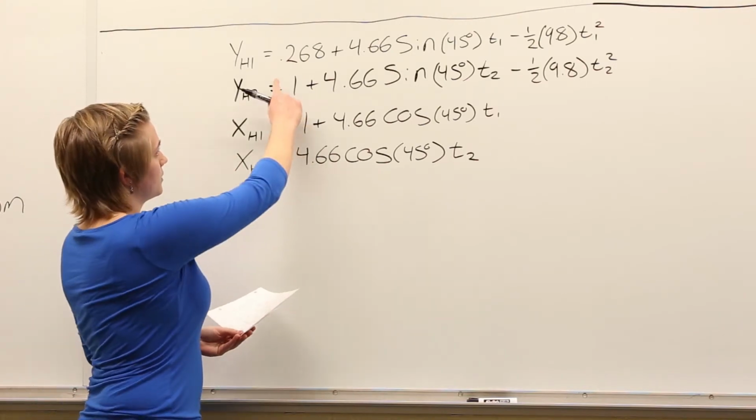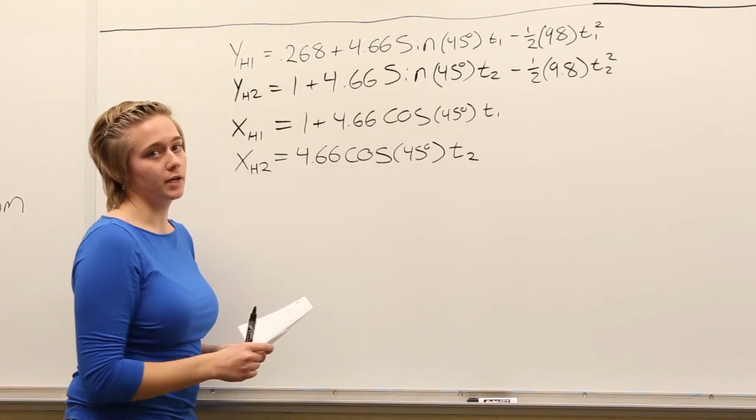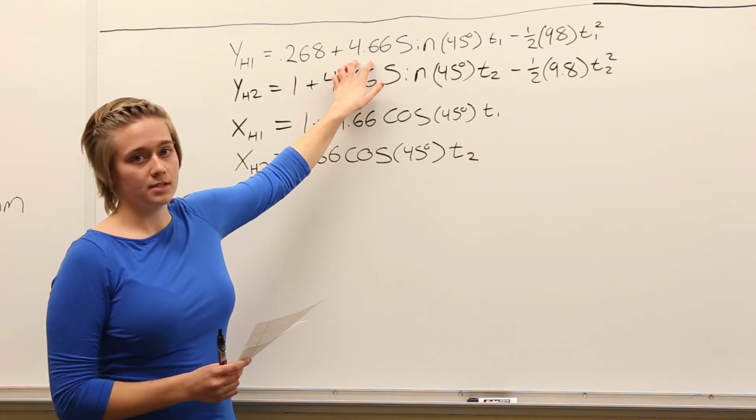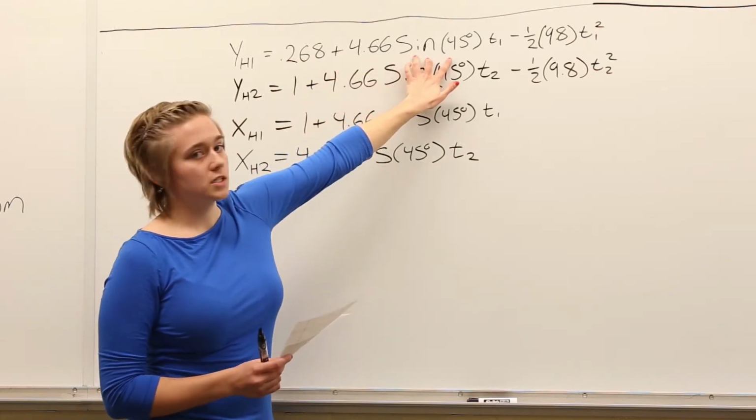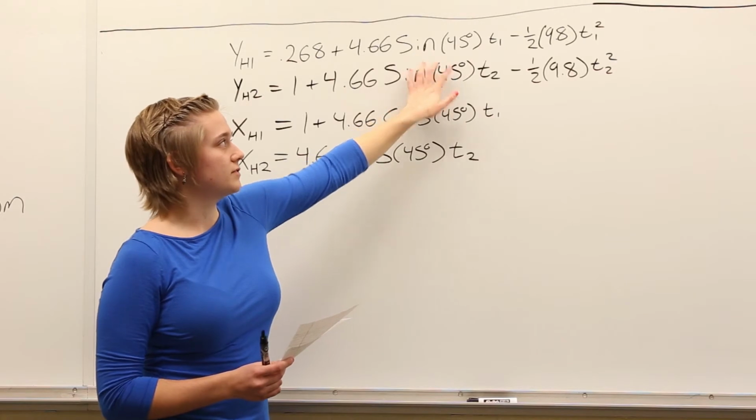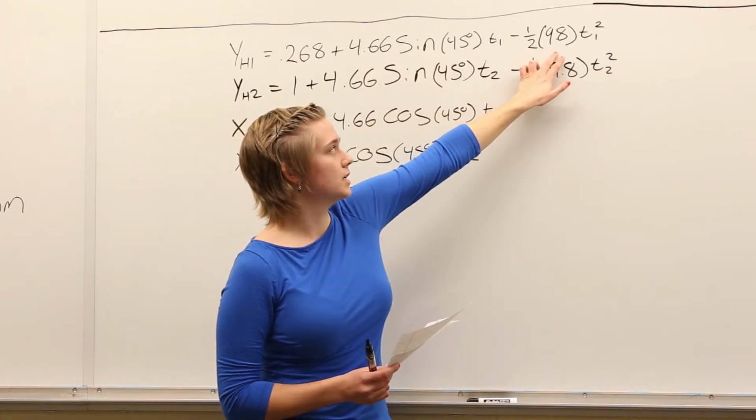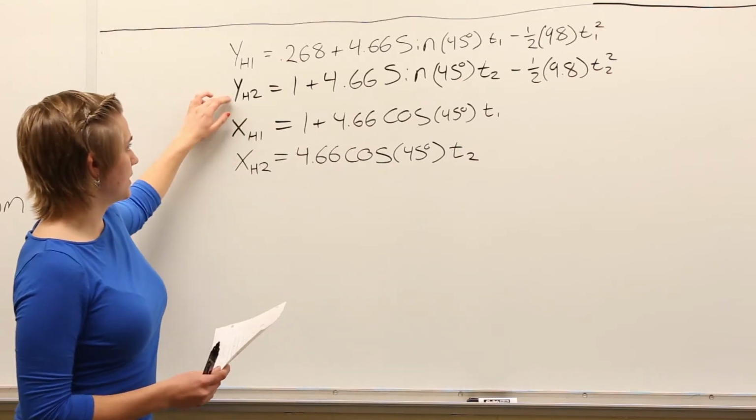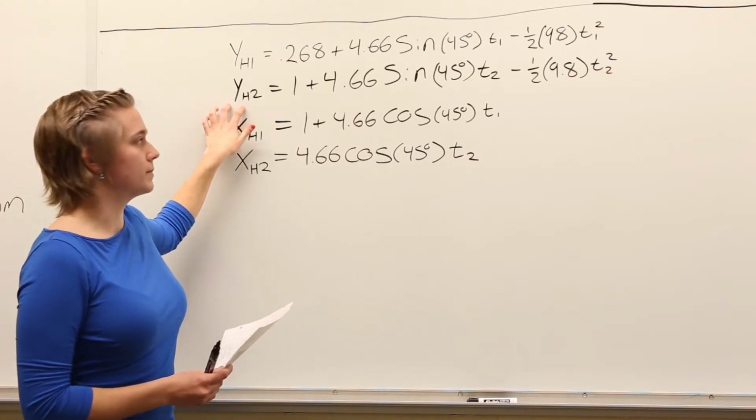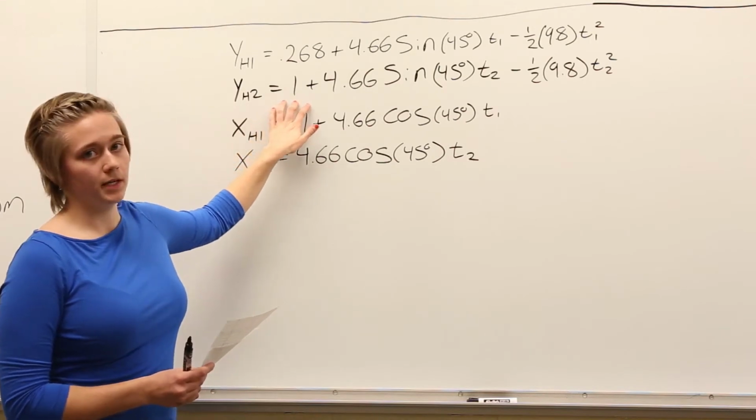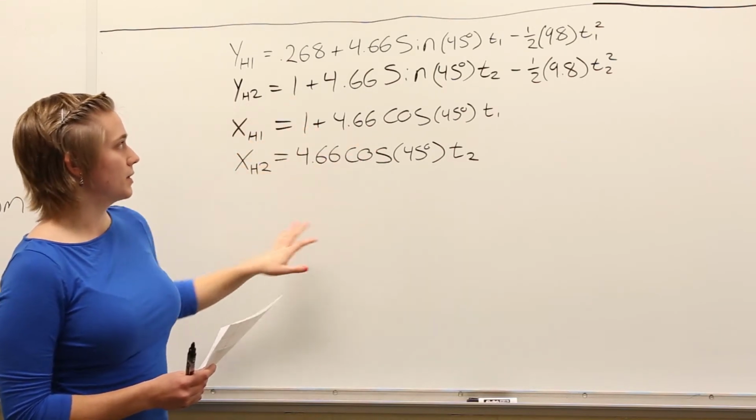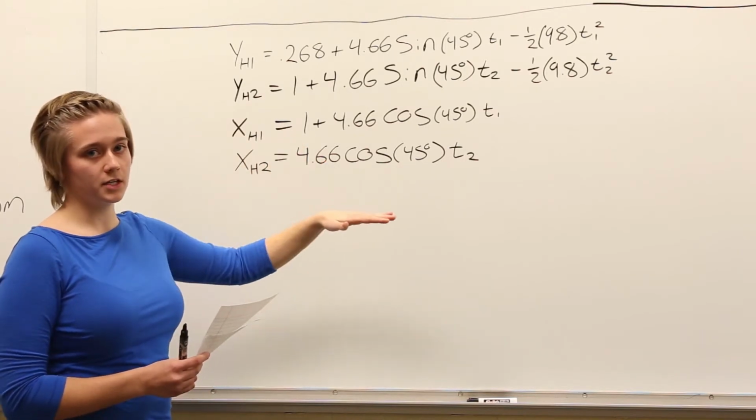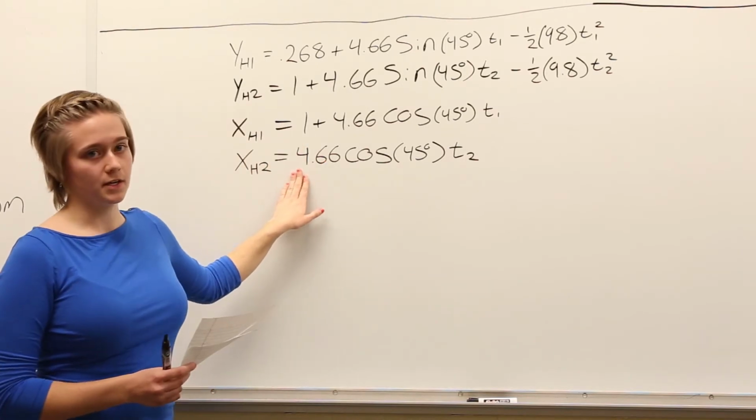Using our givens, we know that the y starting position for projectile 1 is 0.268 meters. The starting velocity is 4.66, and we want it just in the y component, so we do the sine of 45. Over here we have the acceleration times 1/2 times the time squared. We do the same thing for the second y position. This one starts at 1 meter high, and the rest of the equation is pretty similar. This one starts at 1 meter in the x direction, and this one starts at 0.